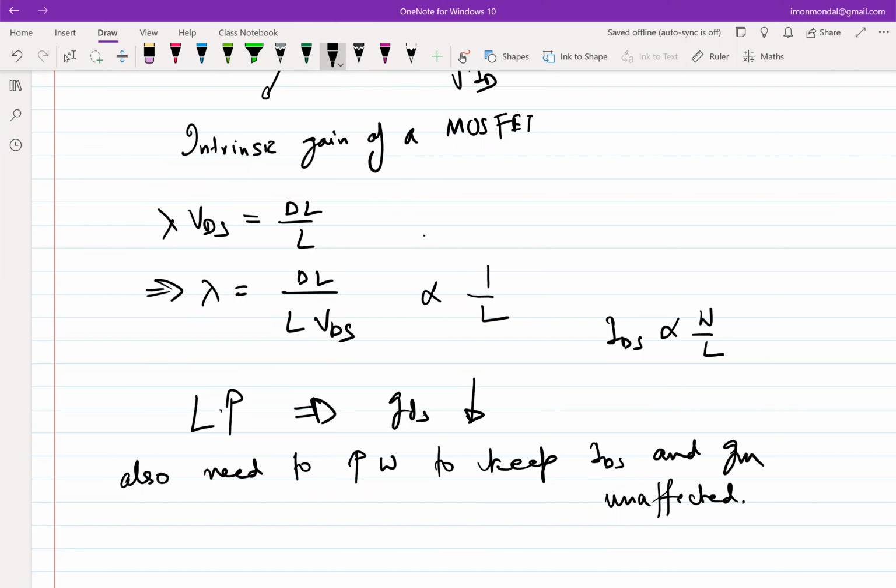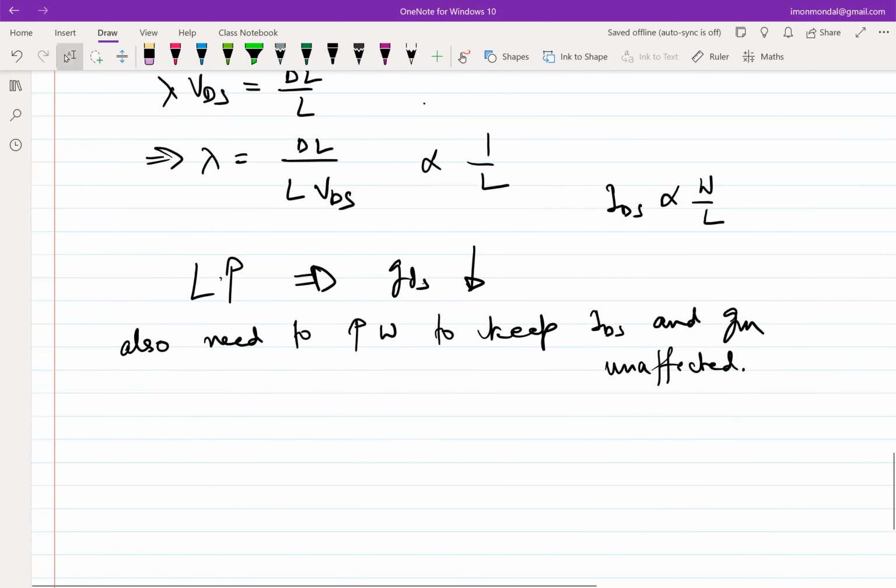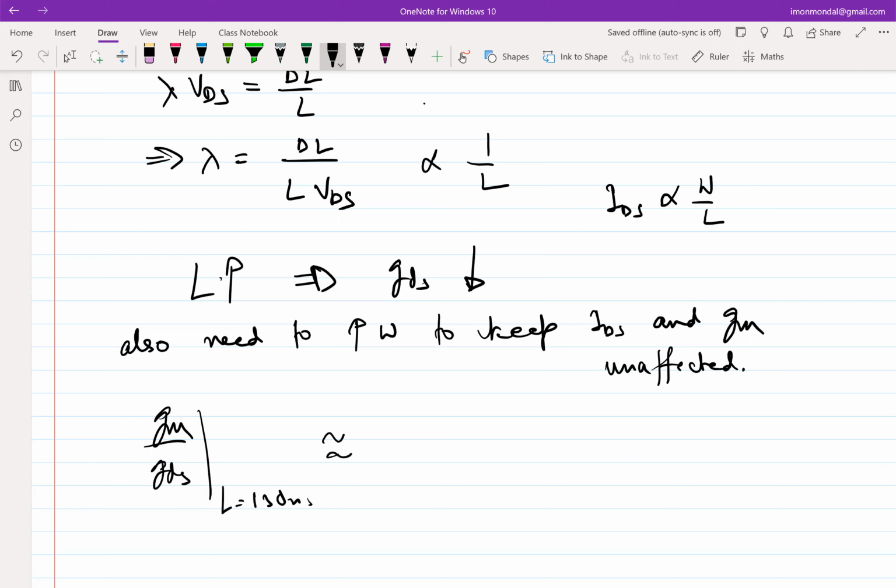Now, as it turns out, let me give you some numbers. In a standard, let's say 130 nanometer technology, when I say 130 nanometer, what I'm essentially saying is I'm quoting the length of the channel. That's how a technology node is quoted. So in a 130 nanometer technology, this ratio of GM over GDS for L equal to 130 nanometer is approximately, obviously this will change, it can be affected by many other design parameters, you get approximately 10.